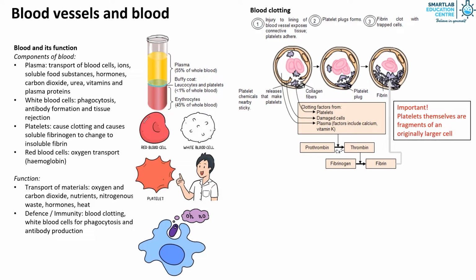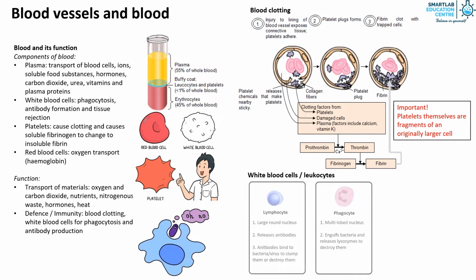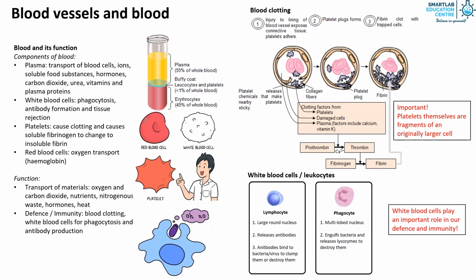The white blood cells, or leukocytes, can be classified into two groups, the lymphocyte and phagocyte. Lymphocytes have a large round nucleus. They release antibodies which bind to bacteria or viruses to clump them or destroy them. The phagocytes, on the other hand, have a multi-lobed nucleus and engulf bacteria by releasing lysozymes to destroy them. Thus, the white blood cells play an important role in our defense and immunity.